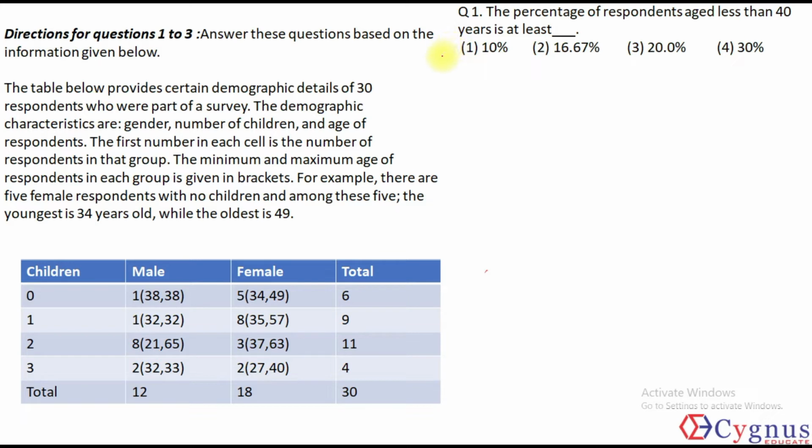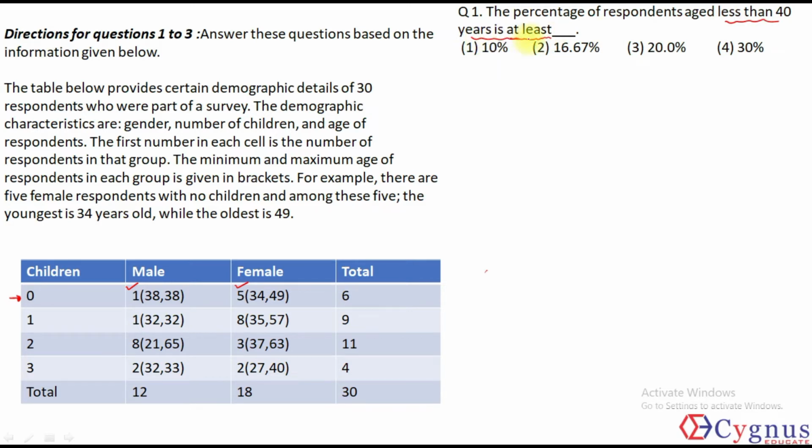Percentage of respondents aged less than 40 years is at least. This is very important. What do you want? You want to minimize the number of respondents who are less than 40 years. I don't know how many people are more than 40 and how many are less than 40. But look at the first row, respondents who have 0 children. Males are 1, females are 5. Now, how many of these males are more than 40 or less than 40? It should be less than 40 and at least.